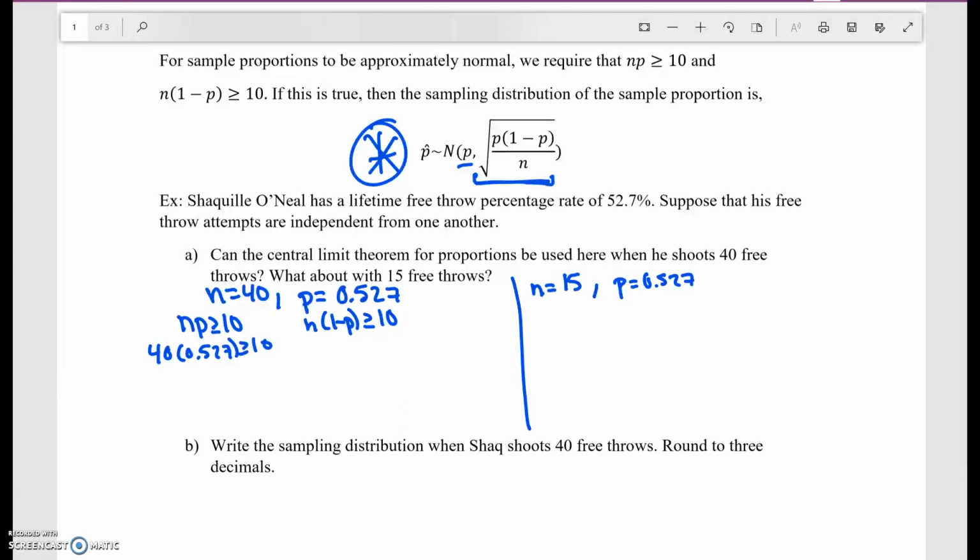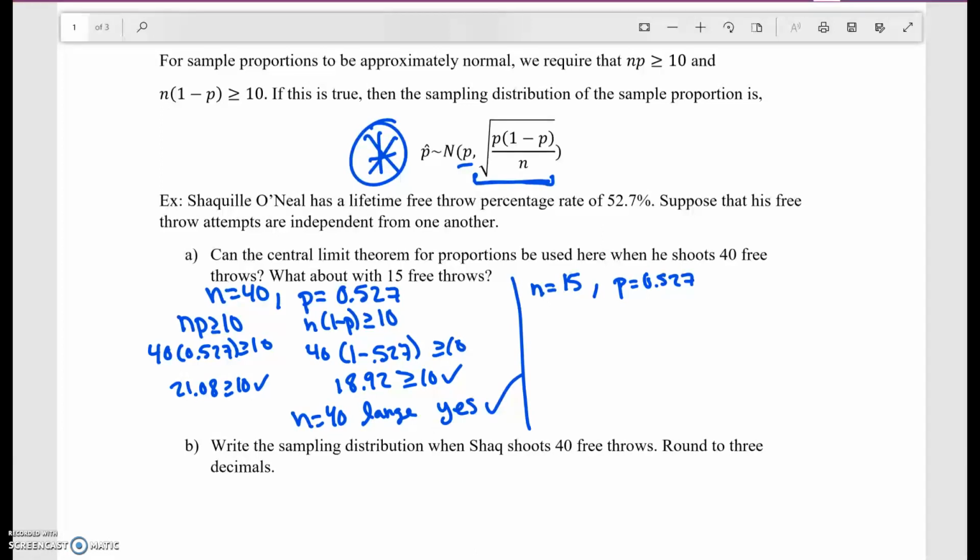Let's plug that into our calculator. 40 times 0.527 is 21.08, which is greater than 10. And then 40 times 1 minus 0.527, we end up getting 18.92. This is greater than or equal to 10. So n equals 40 is large enough, so we can use the central limit theorem. The answer is yes, we can use the central limit theorem here.